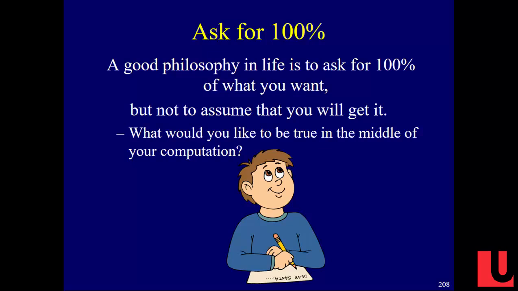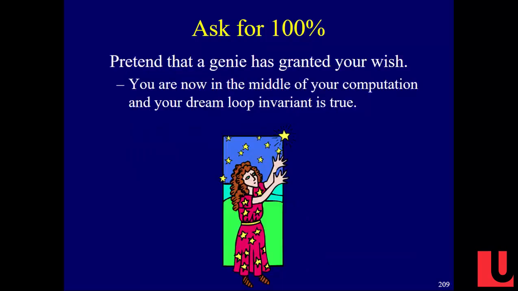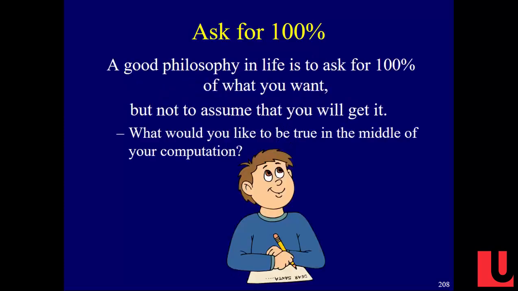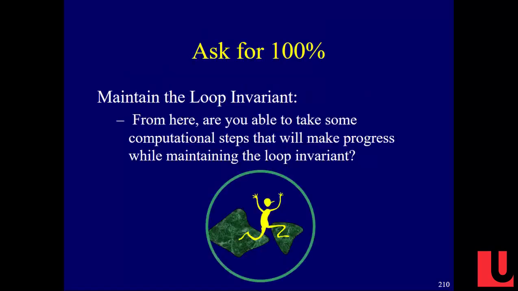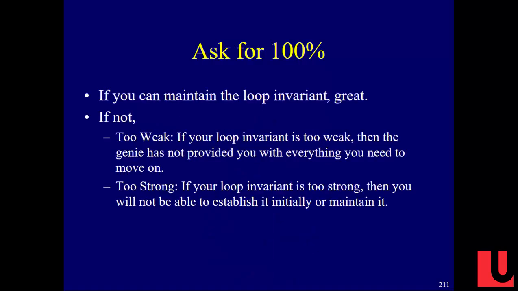This is your fairy godmother. When I leap into the middle, I ask for 100% of what I want. You're not going to get what you want unless you ask for it. So this is just: assume you get what you want, and then you ask, well, can I maintain that? That's her again. Oh, what's this one then? Yeah, this is ask for what you want. And then if she gives it to you, then you have to maintain that loop invariant. So from here, you have to take a step to maintain it and make some progress.